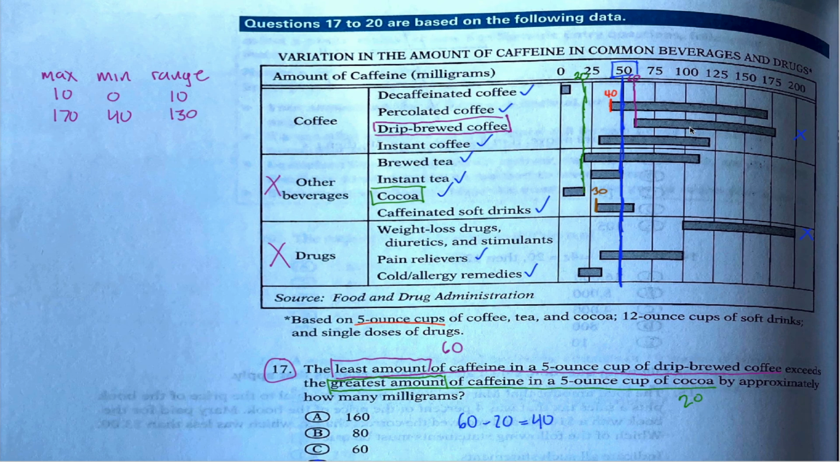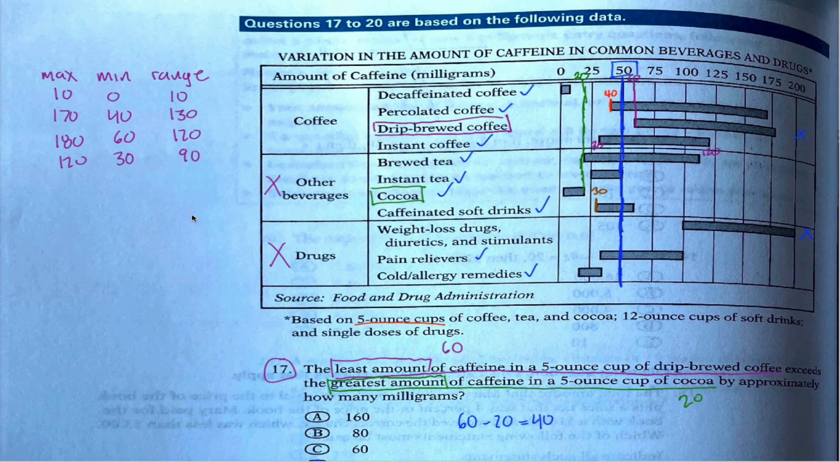For drip brewed coffee, looks like the max is a little bit more than 175. I don't know, maybe 180. And the min we figured out was 60 already. 180 minus 60 leaves me with 120. And then finally, instant coffee. The max is between 100 and 125, a little closer to 125, so maybe I ballpark that to be 120. The min is between 25 and 50, but it looks like it's closer to 25 than it is to 50. So much like I did down here with caffeinated soft drinks, I'd ballpark that to be equal to 30. 120 is my max, 30 is my min. 120 minus 30 is 90.